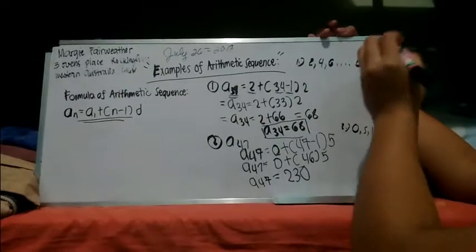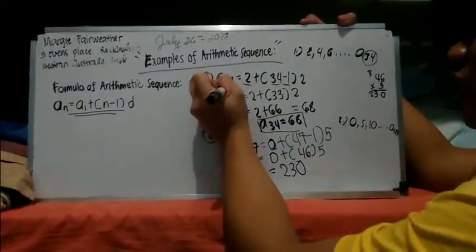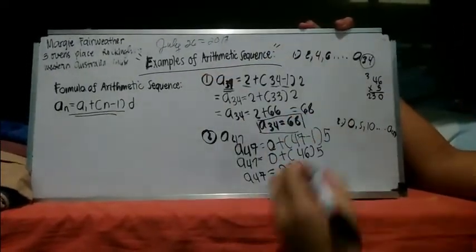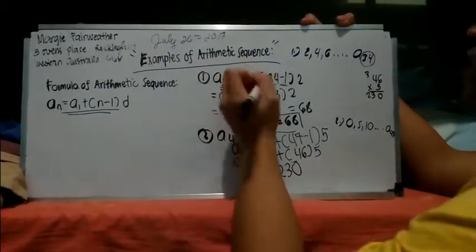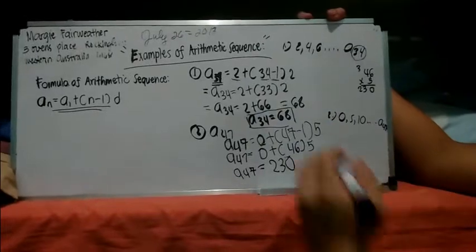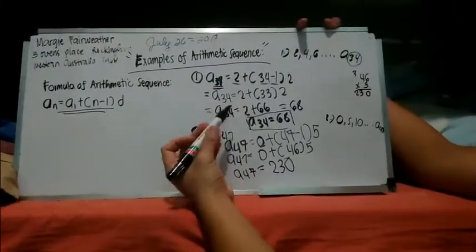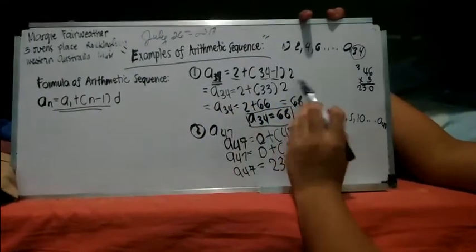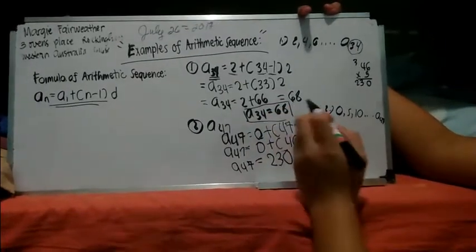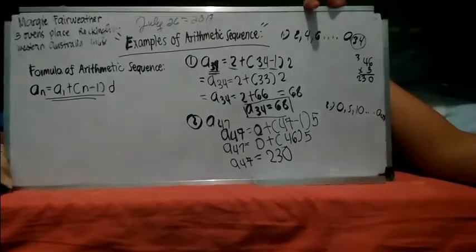The first example: 2, 4, 6, up to a_34. So 34 is the given n, and 2 is the first term, plus the given 34 minus 1, and then the common difference 2. So a_34 is equal to 2 plus 33 times 2, which is 66. So 2 plus 66 is equal to 68. So a_34 is equal to 68.